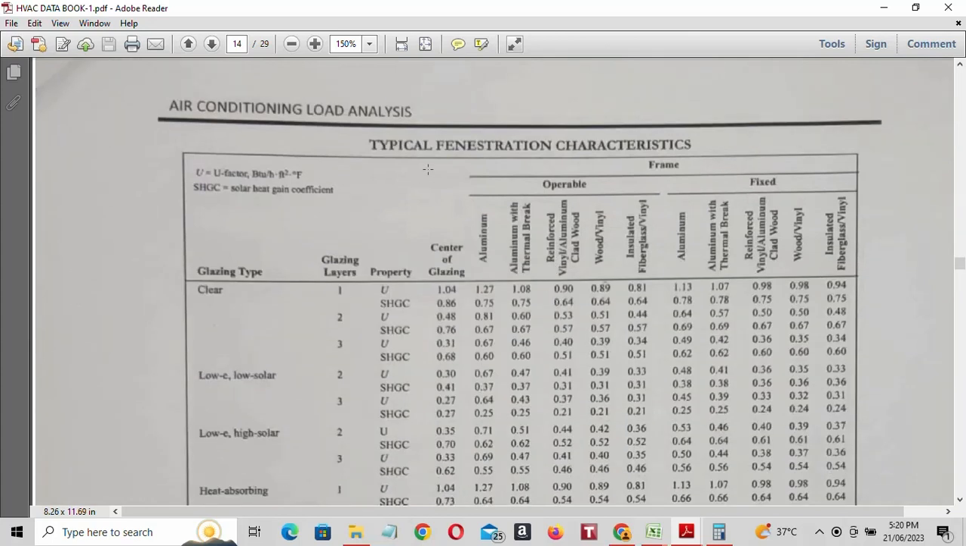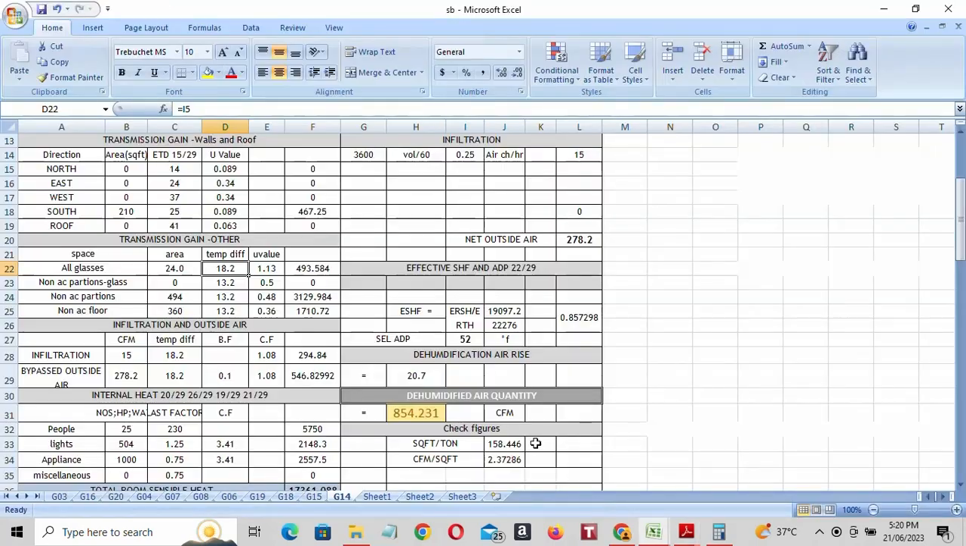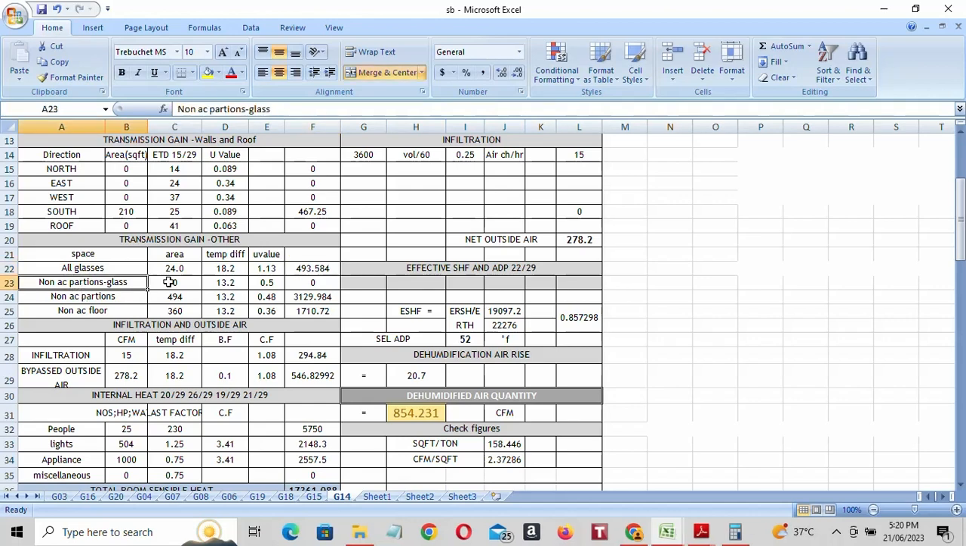See here, typical fenestration characteristics, okay. Our glass is fixed and made of aluminum material, so we have to take this U value, 1.13, okay. So U value is 1.13. If you multiply you will get this value. Next is non-AC partition glass. We don't have non-AC partition glass, leave it as it is. Next is non-AC partitions.